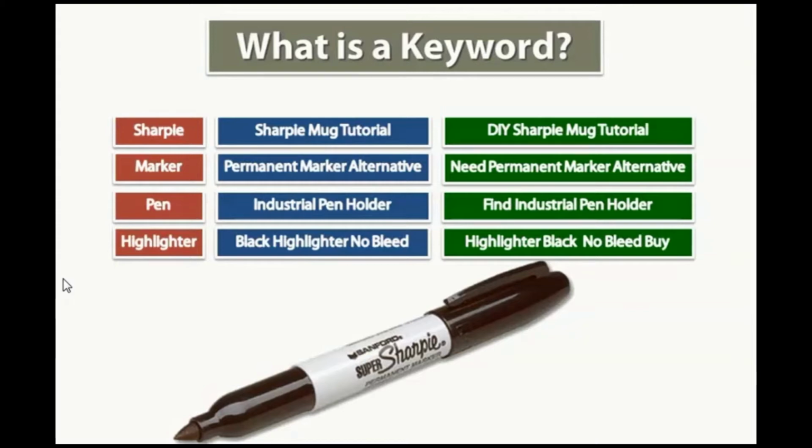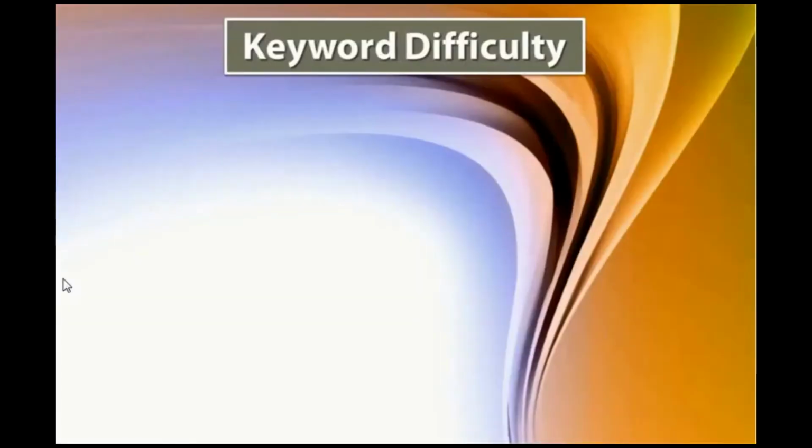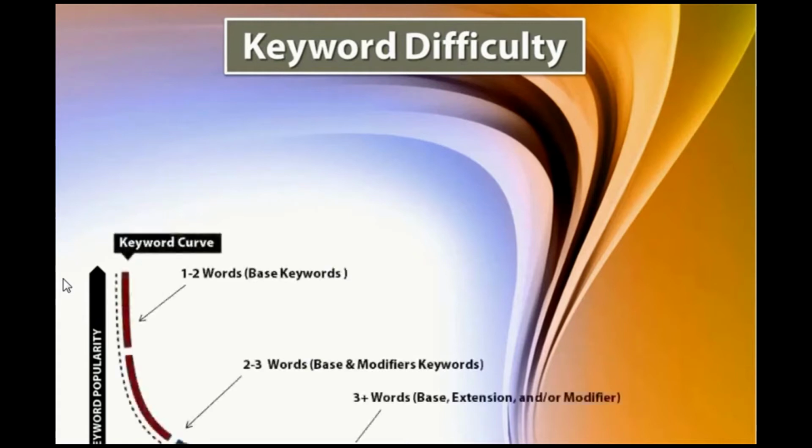Now that you understand base, modifier, and extender keywords, it's important to understand the difficulty of ranking these keywords in the search engines. One easy way to do this is to consider the popularity of a keyword, or to put it another way, how many search queries does the keyword receive on a monthly basis? Then also take into consideration the length of the keyword, or how many words are in a single keyword. When you look at these two factors, you see an interesting phenomenon called the keyword curve.